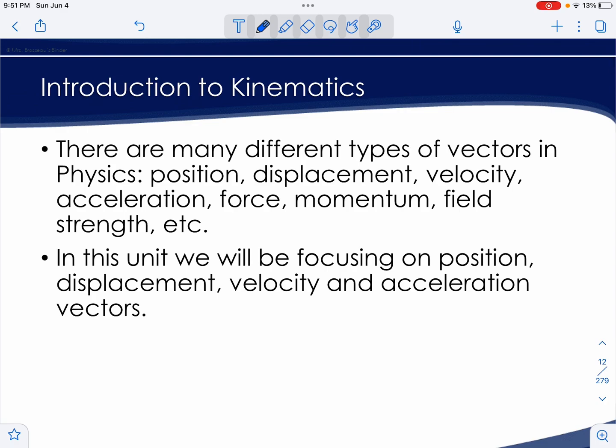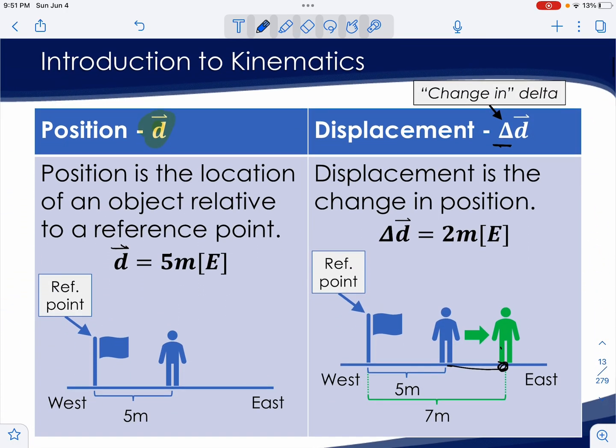There are many different types of vectors in physics. We've already kind of listed them once: position, displacement, velocity, acceleration, force, momentum, field strength, etc. In this unit, we'll be focusing on position, displacement, velocity, acceleration vectors. The first two that we're going to be talking about today are position and displacement.